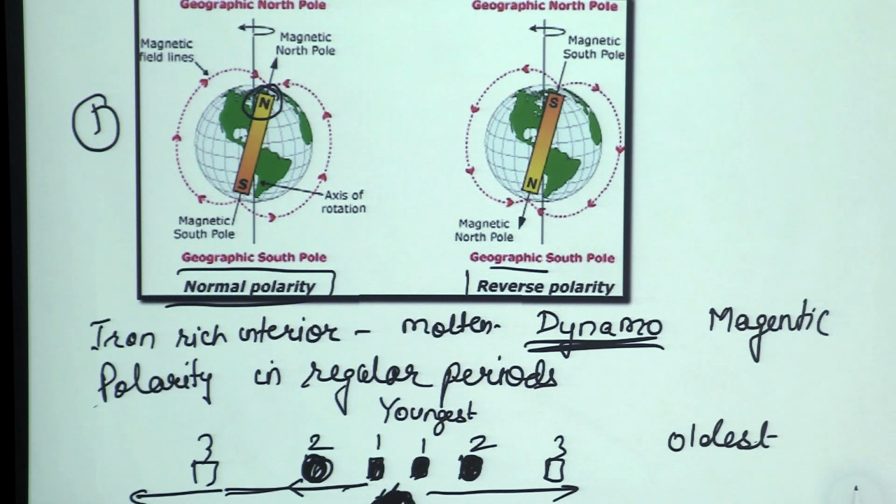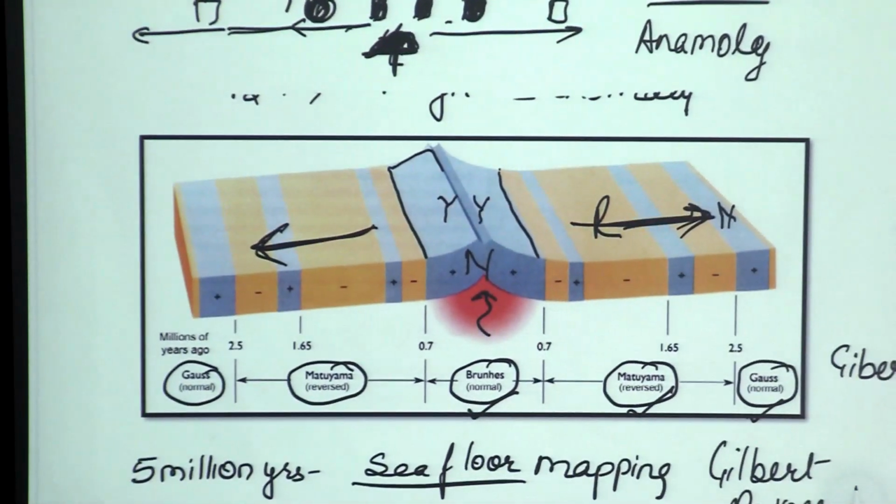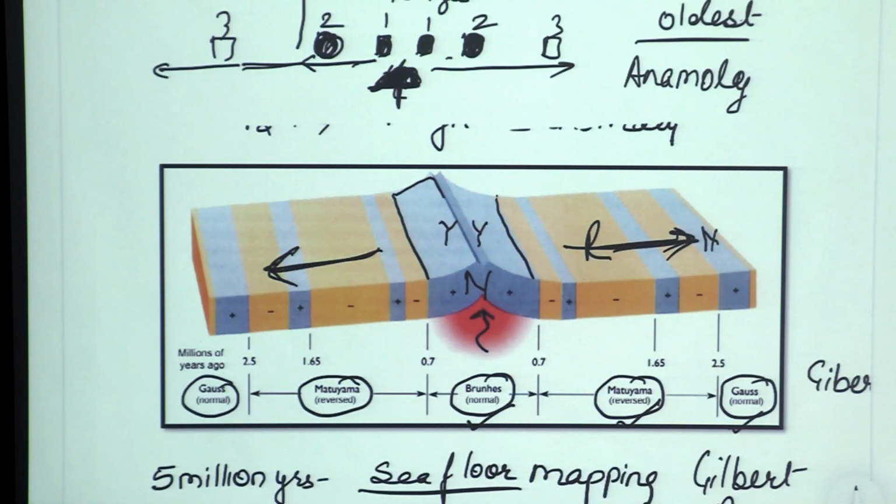It will have normal polarity, polarity that is as of today. And if I go to the others, older rocks, there will be the development of anomaly. See this again. Normal polarity, reverse polarity, normal polarity. Noticing it?